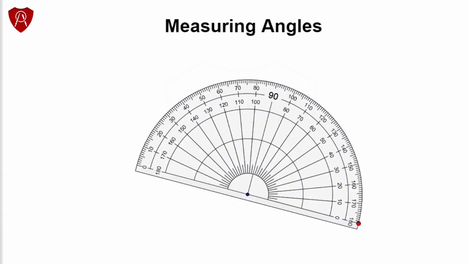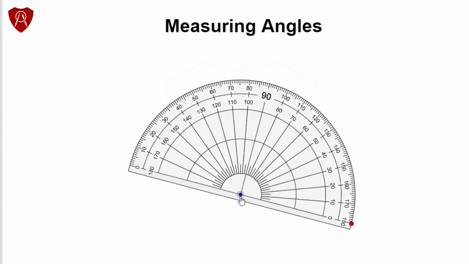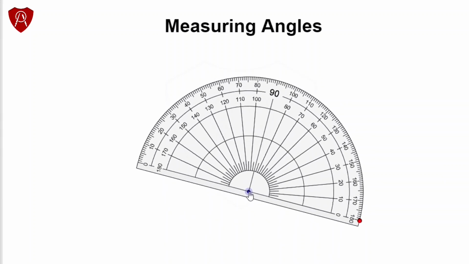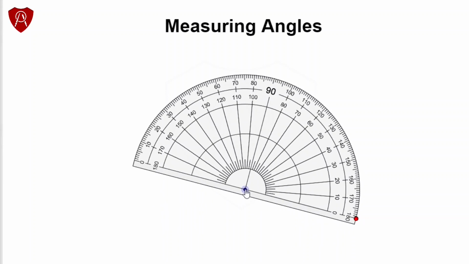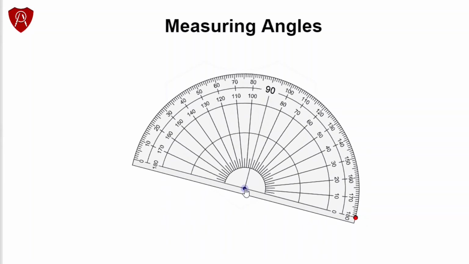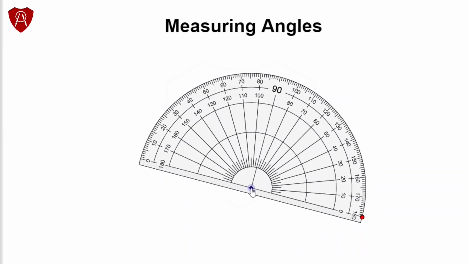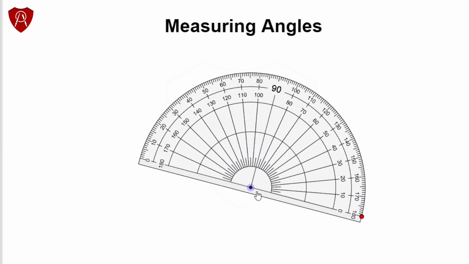This is a protractor. We shall use it to measure the size of angles between 0 degrees and 180 degrees. The first thing to note is the center of this instrument. This is called the center. As you can see, the protractor is in the shape of a semicircle, so it has a center, this one, and it's an important point.